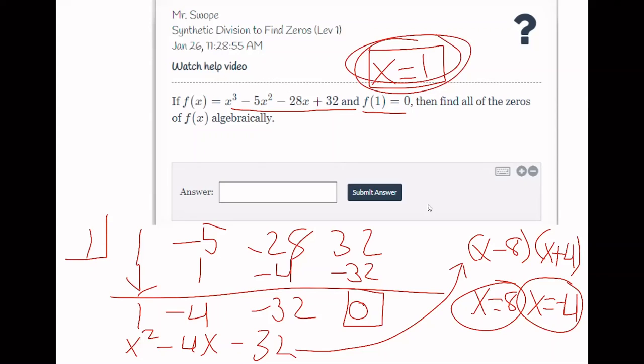So to put your answer in, you're going to have to click this plus button. So it gives you more boxes. And then you would just put in your answers. So like 1, 8, and negative 4. Use this plus button. I think if you're on a computer, you can put commas and it'll add boxes as well, but I'm not 100% sure about that.